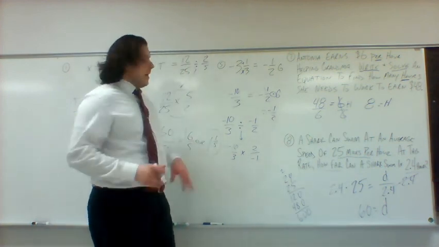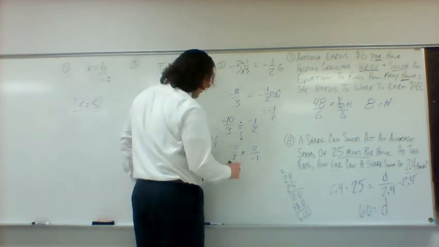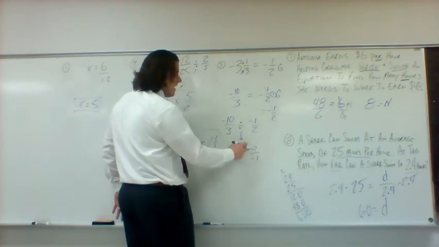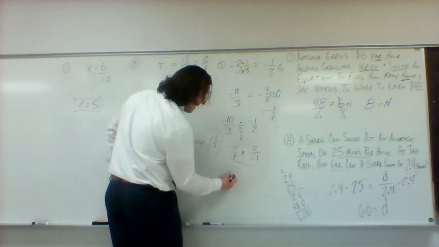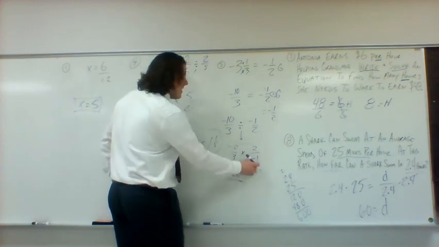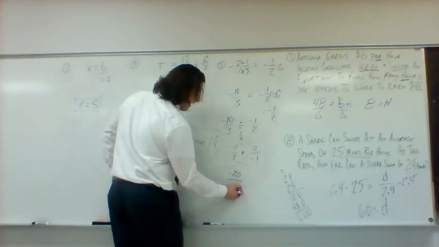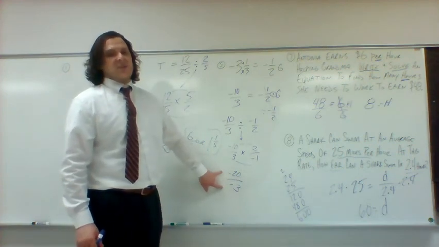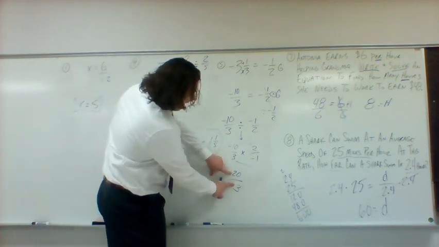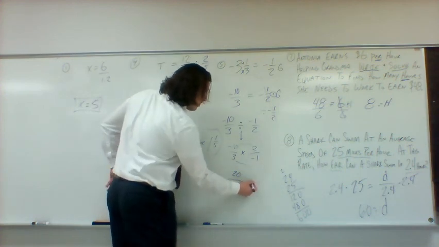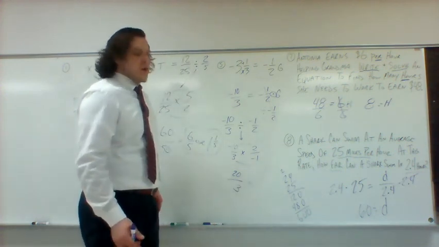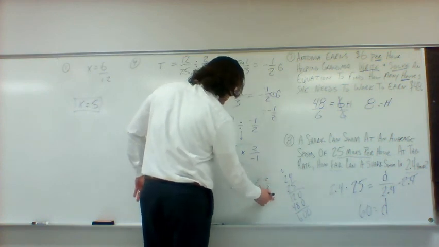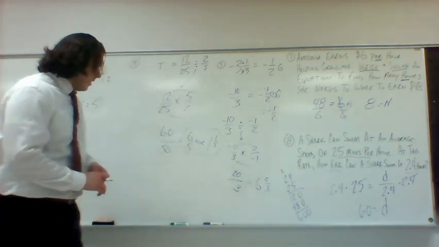Once again, you can't cross cancel here, so we will just times them. Negative times a positive is a negative 20, and a negative 1 times a 3 is a negative 3. And if we have two negatives, if we're dividing, negative divided by negative, they make a positive. You can leave your answer as 20 over 3. You can also turn it into a mixed number, which I think is 6 2/3. That sounds right.